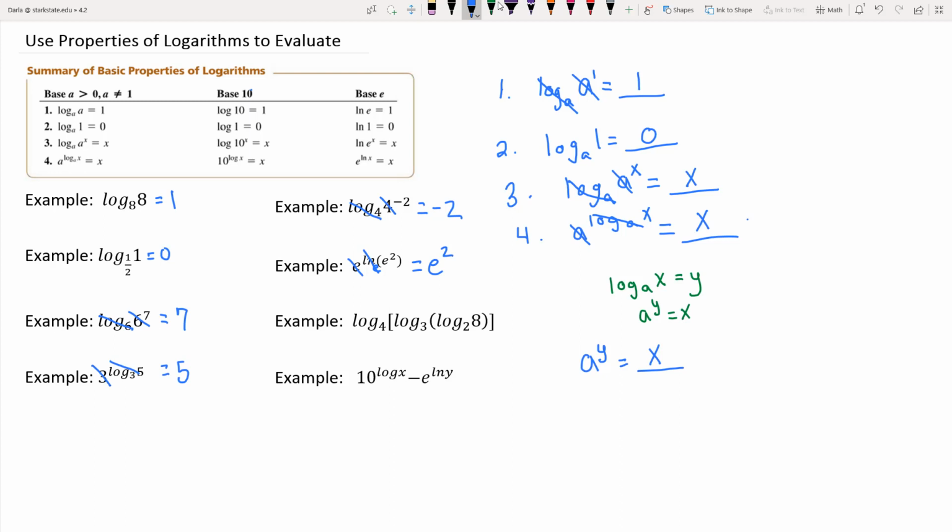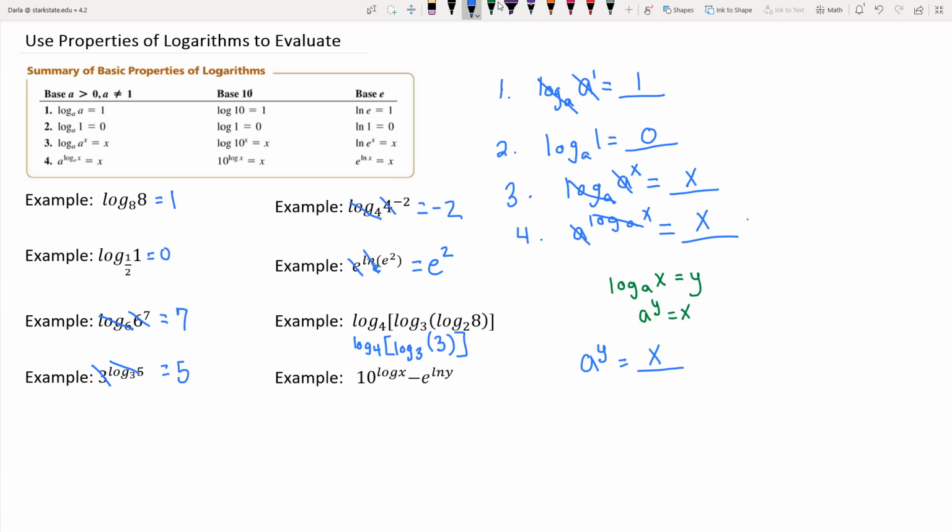For this example here, notice that we have logs within logs. So it's like a composition of logs. Start with the innermost log. So log base 2 of 8. Well, 2 raised to what power gives me 8? And I know that to be 3. So then I would rewrite this as log base 4 of log base 3, and then in parentheses here I had log base 2 of 8. I'd rewrite that as 3 because that's what it's equivalent to.